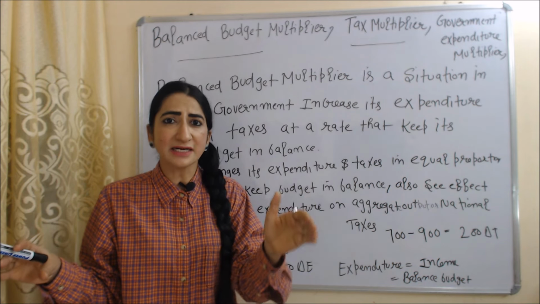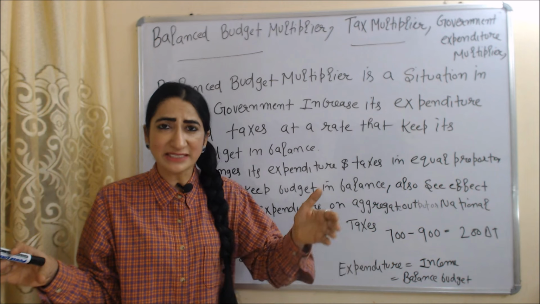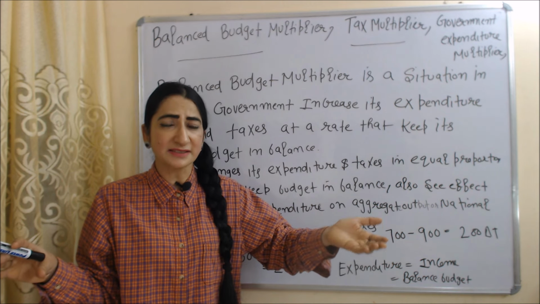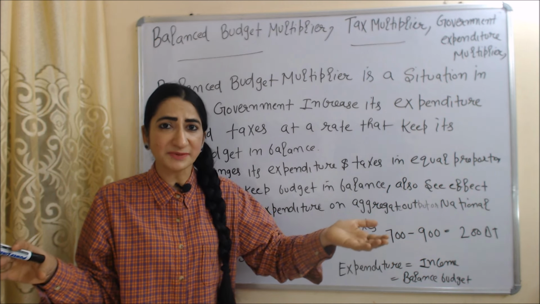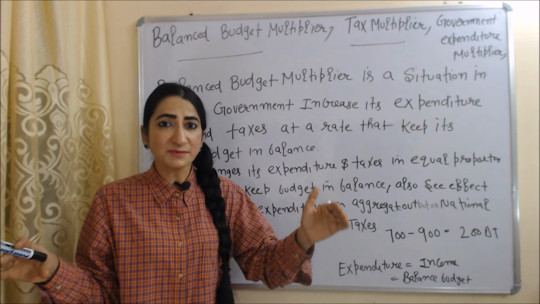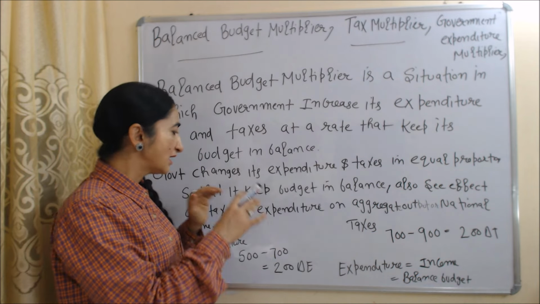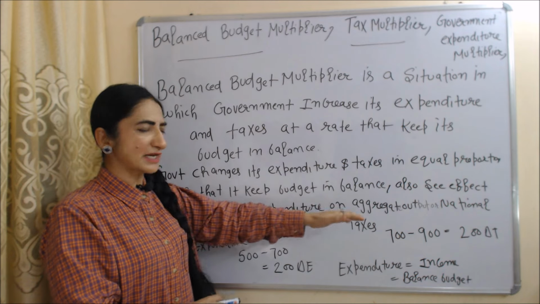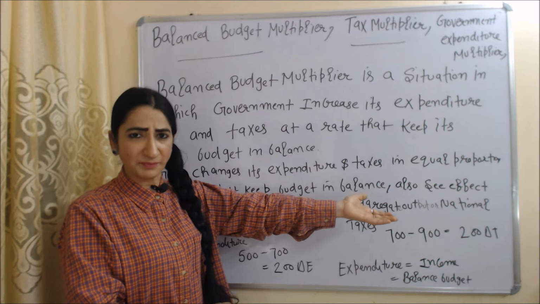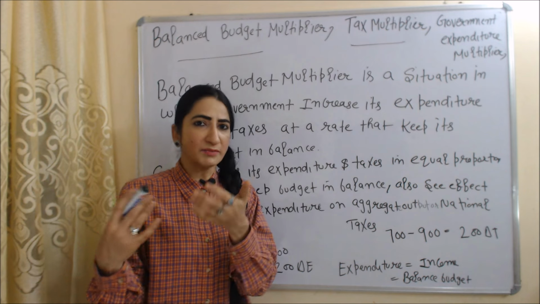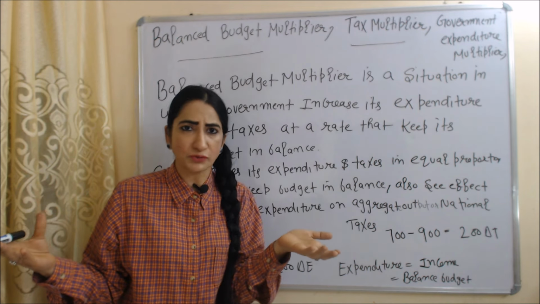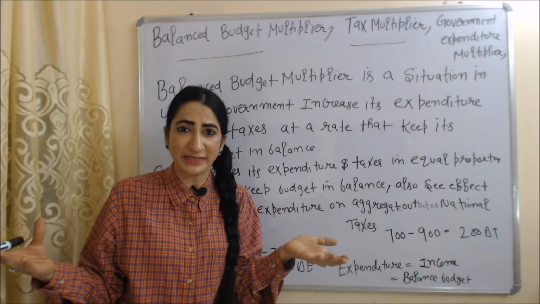Or we can say that in balanced budget multiplier, government changes its expenditure and taxes in such a way so that it can keep its budget in balance. And balanced budget multiplier also shows the effect of taxes and expenditure on aggregate output or on national income. As we know, government does some expenditure for welfare of society, plus government imposes some taxes also.